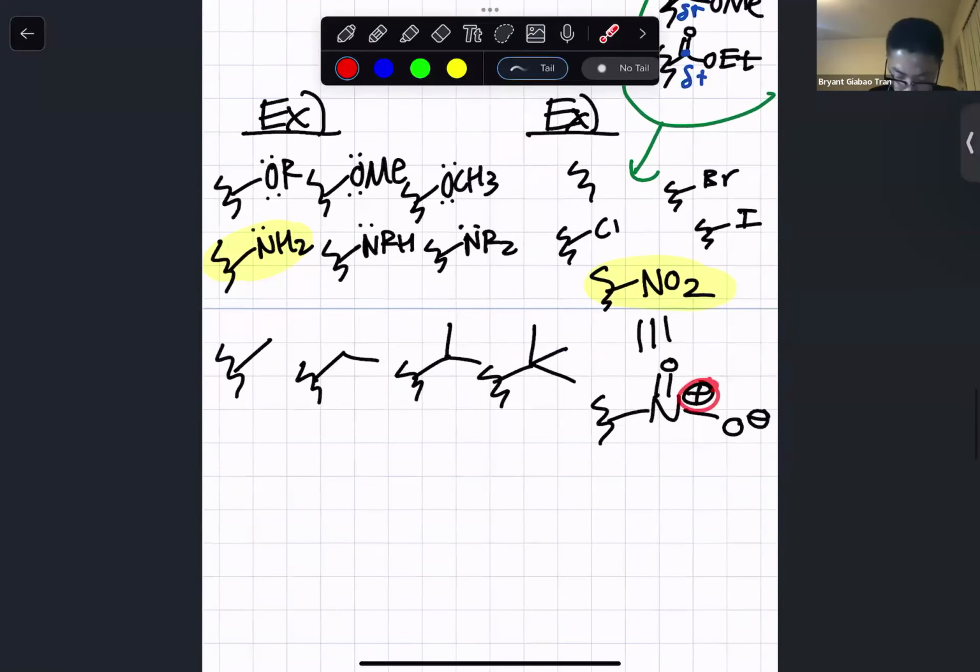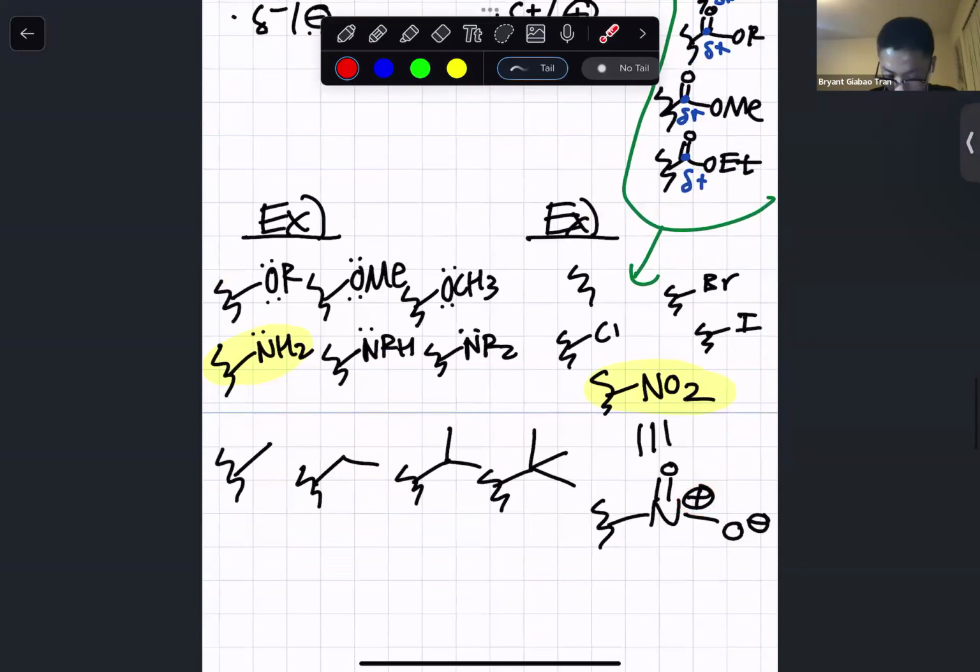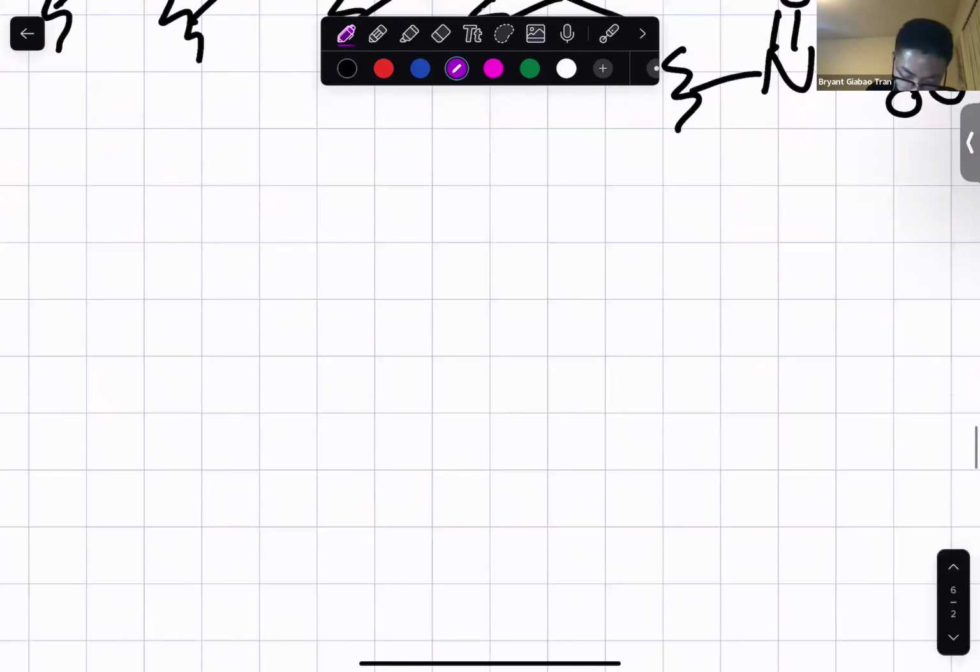So that's an important distinction you have to make. Like NH2 is an EDG, NO2 is an EWG. Right, so let me make that note. This is an EDG. This NO2 is an EWG. Okay. Let me give you some comparison problems.